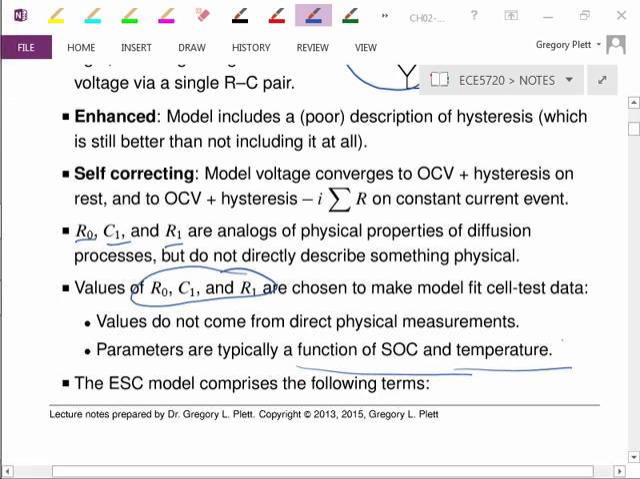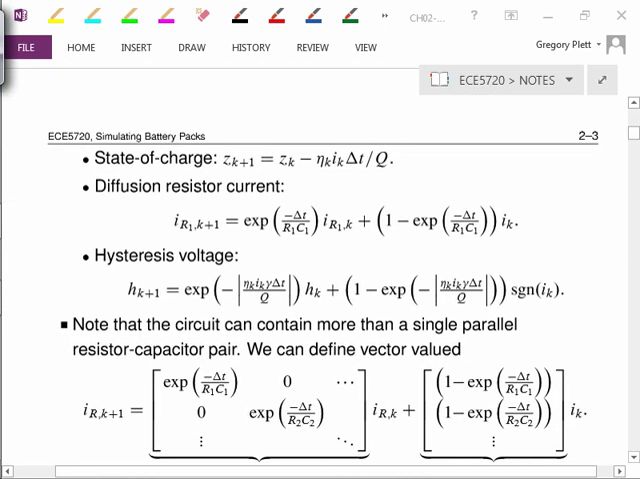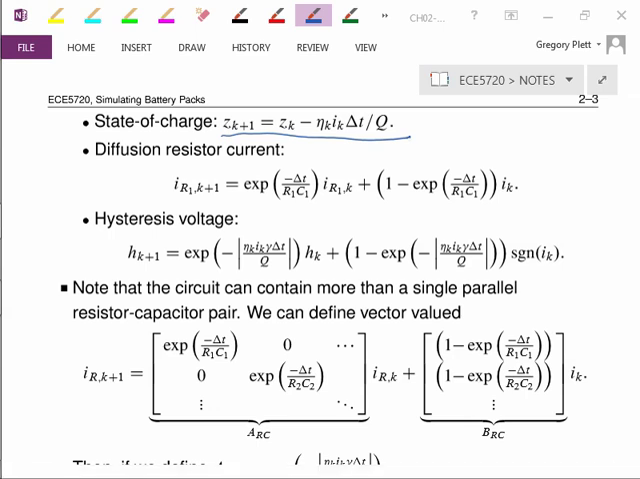So the enhanced self-correcting model comprises certain equations. And these equations include a state of charge equation in the state equation itself. So this is part of a vector state equation. It says the new state of charge equals the old state of charge minus coulombic efficiency times current times the sampling period, all divided by the capacity of this cell. This capacity is the total capacity.